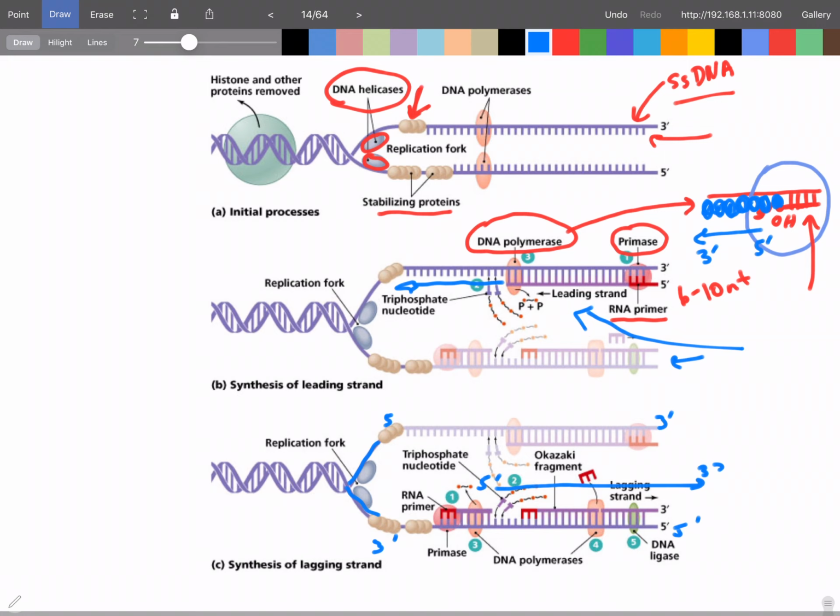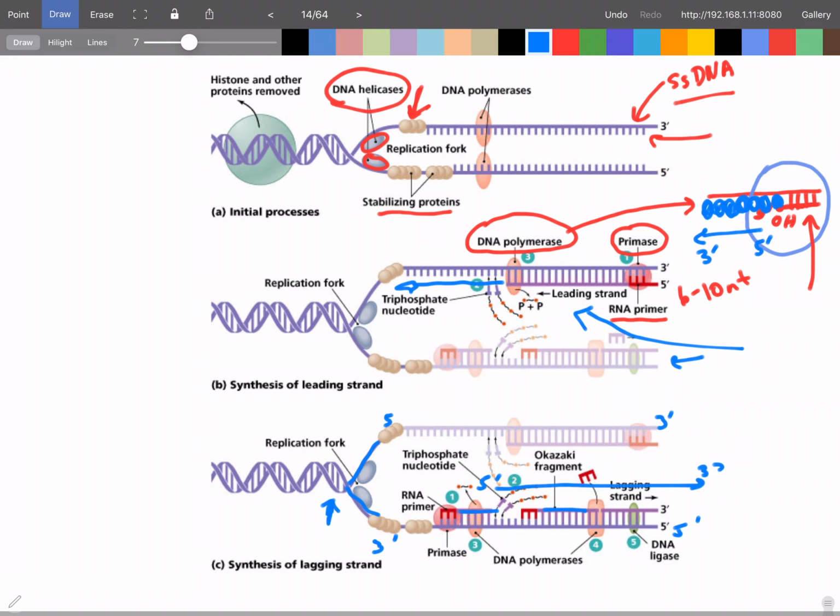Okay, so what does that mean for this synthesis? Well, it means DNA polymerase is going to have to lay nucleotides down on this strand in little pieces. As the DNA is being unwound, it can make a little piece and then it has to wait for another little piece to be unwound, and so forth. And so we call this lagging strand synthesis because we only get little pieces of DNA made at a time.